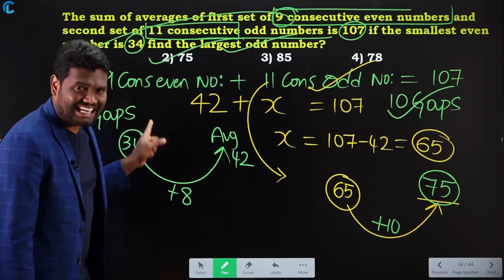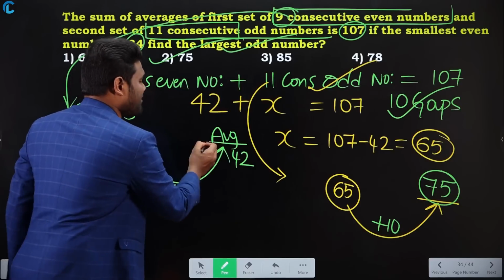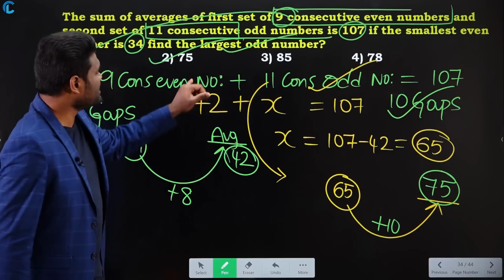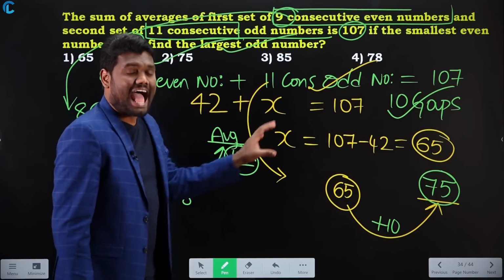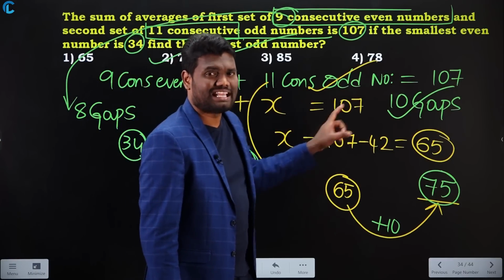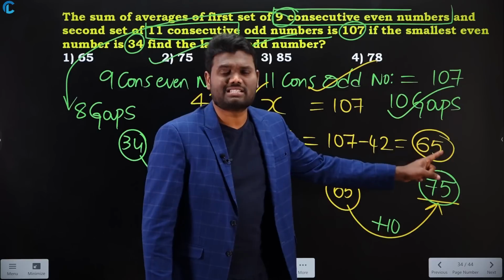Why? Because there are 8 gaps and it is an even number, so directly add plus 8. You will come to know what the average is. Average is 42, which means for these 9 consecutive numbers, the average is 42. 42 plus the average of 11 consecutive odd numbers is equal to 107. From this, the average of 11 consecutive odd numbers is 65.